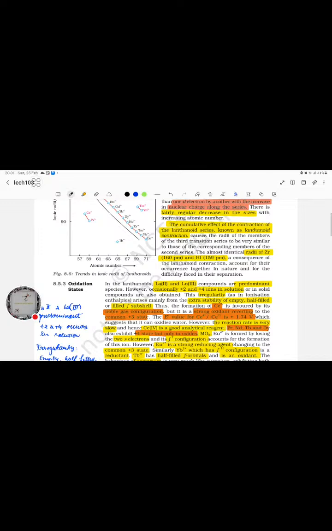The almost identical radii of zirconium and hafnium, a consequence of the lanthanide contraction, account for their occurrence together in nature and for the difficulty faced in their separation. Zirconium and hafnium, though present in the second and third series of the transition elements respectively, have similar atomic radii, and it is due to this that they occur together in nature and are difficult to separate.